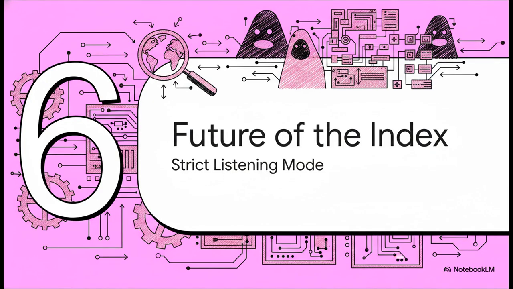Finally, Section 6, the future of the index, a closed system in strict listening mode. So we've seen the perimeter, we understand the logic cloning, the defense thresholds, and the logs. What does all of this actually culminate in today?